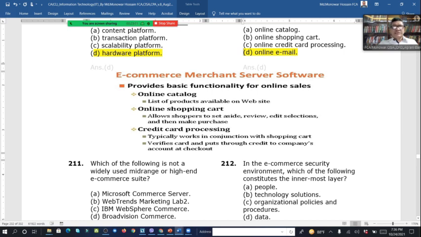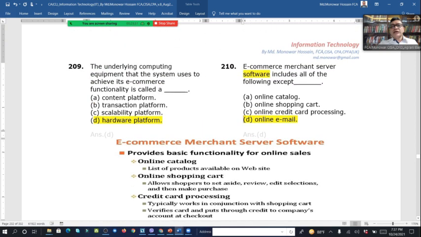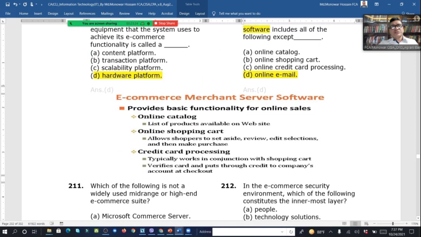Credit card processing means a payment gateway, which typically works in conjunction with the shopping cart, verifies the card, and puts through credit to the company's account at checkout. So this is what the e-commerce merchant server software includes. That question, that is the narration here.